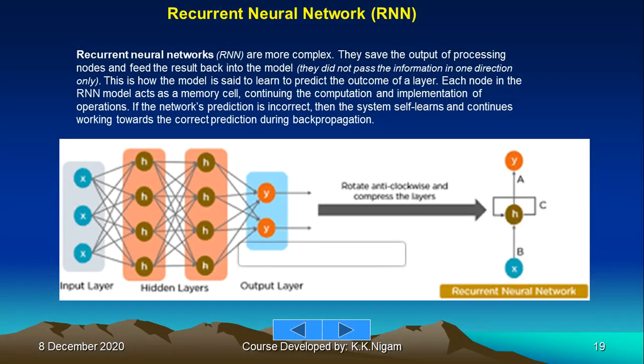Now, recurrent neural networks are more complex. They take the output of processing nodes and feed the result back into the model. They do not pass the information in one direction only. This is how the model is set to learn to predict the outcome of a layer. Each node in the RNN model acts as a memory cell, continuing the computation and implementation of operations. If the network's prediction is incorrect, then the system self-learns and continues working towards the correct prediction during backpropagation.